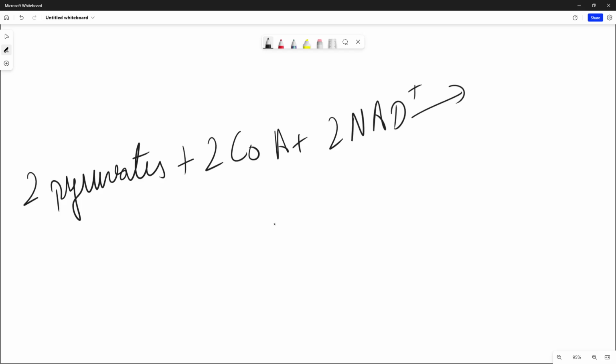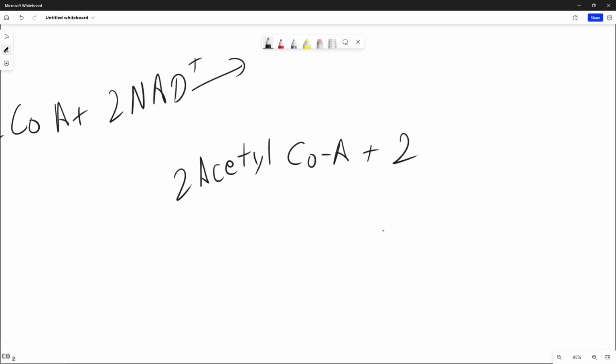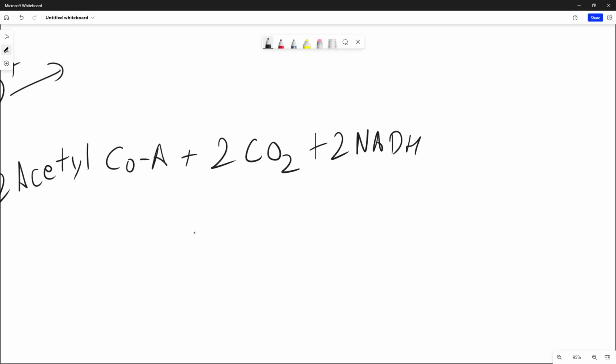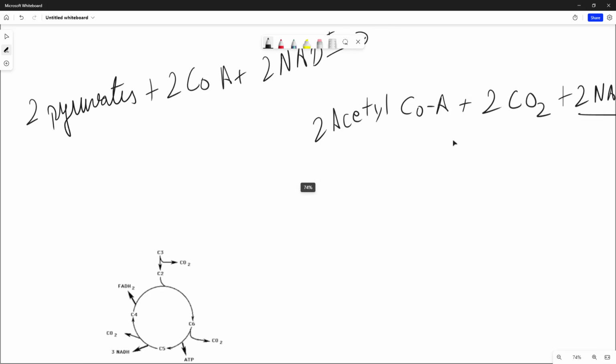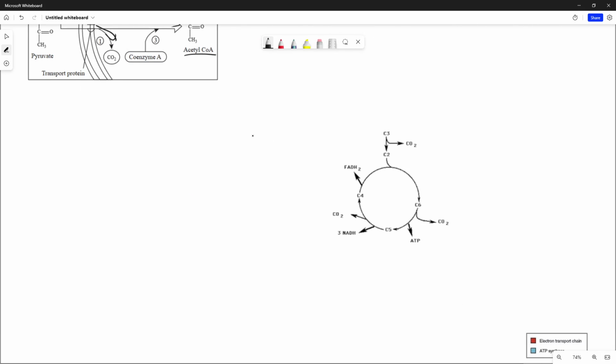So this gives us 2 acetyl CoA, and whoopsie, it gives us 2 acetyl CoA plus 2 CO2, 2 carbon dioxide plus 2 NADH. So these two are now carrying 2 electrons. So now that we're done with the formation of an acetyl CoA, next we'll go on to the Krebs cycle.